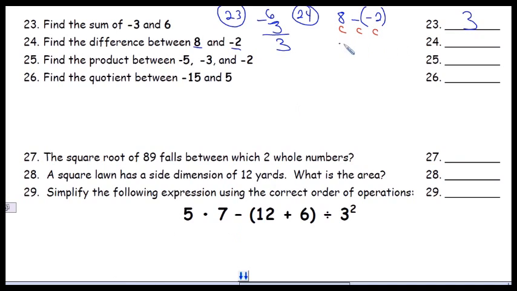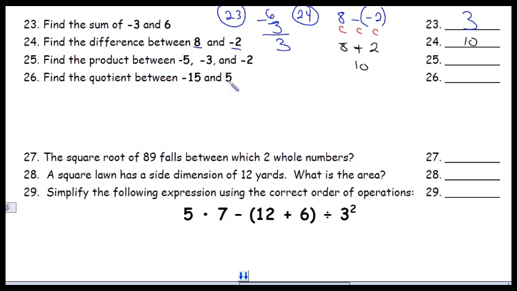Copy the first one, which is just 8. Change that minus to a plus. Change that negative 2 to a positive 2. Well, this becomes a really easy problem. 8 plus 2 equals 10. So my answer is just 10.